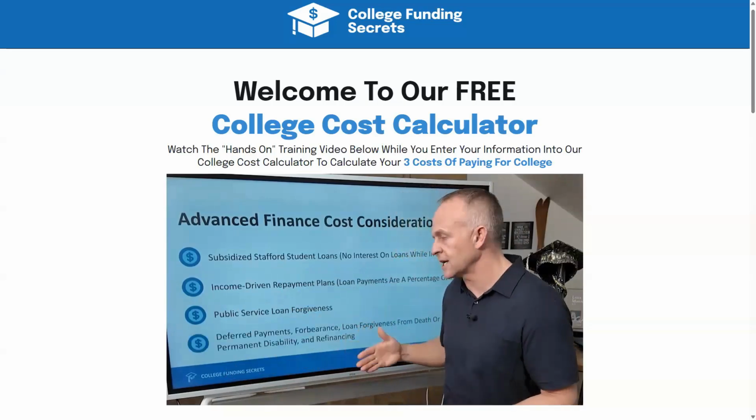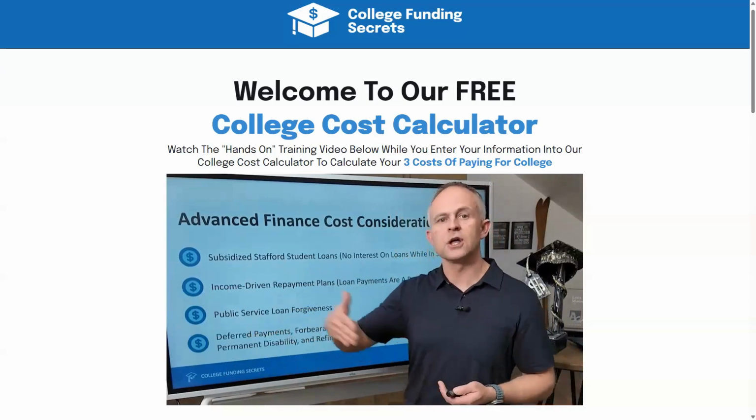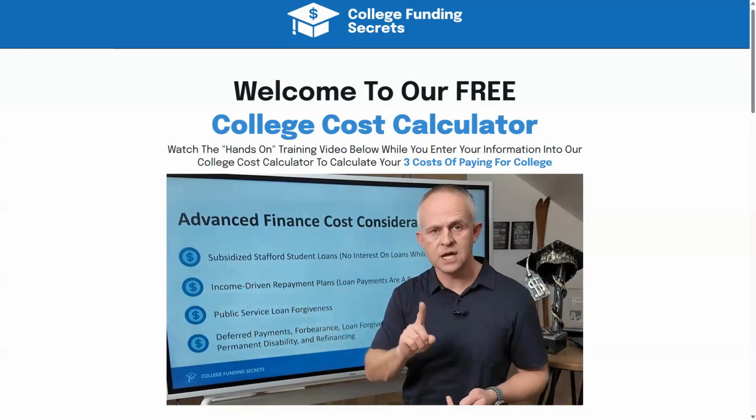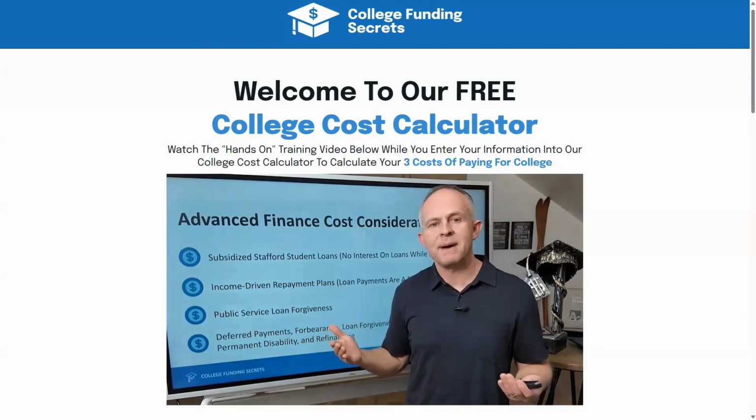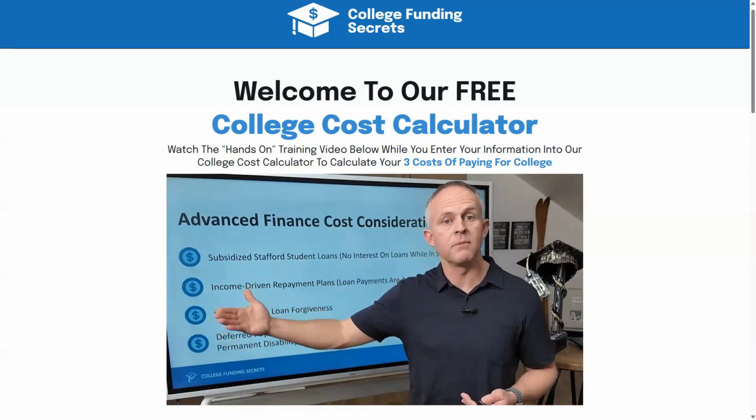Also, other things to consider. Deferred payments. You can defer loan payments while the kids are in school on most college loans. Forbearance, where maybe you have a financial setback and you need to postpone loan payments even more.